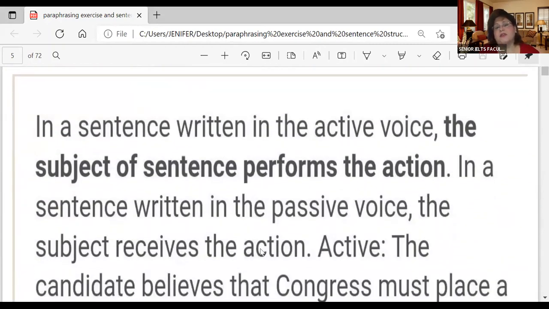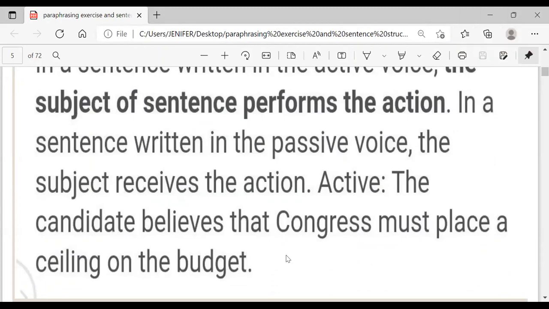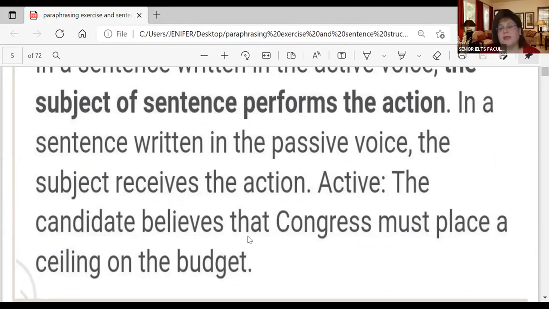In a sentence written in the active voice, the subject of the sentence performs the action. For example, I say, Reena is writing a letter. So Reena is the subject. She performs the action. In a sentence written in the passive voice, the subject receives the action. Okay? Is it clear? Yes, ma'am. The candidate believes that Congress must place a ceiling on the budget. This is an example of an active voice.